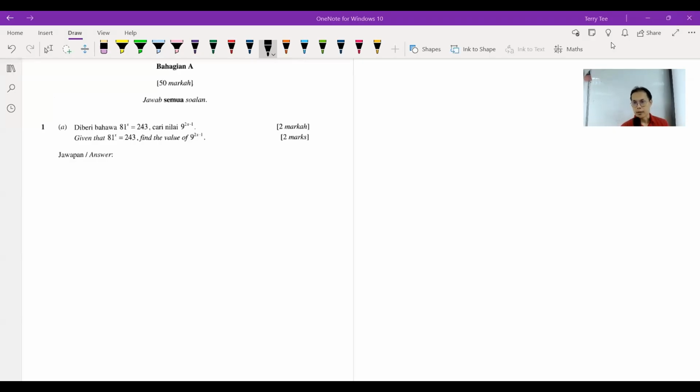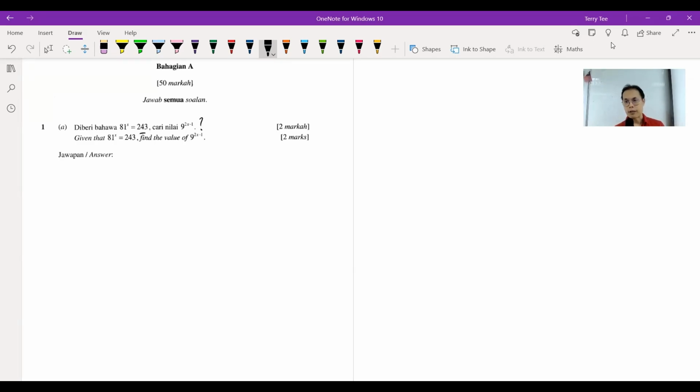Okay, let's begin with question number 1. This is from the chapter Indeks and Logaritma, Form 4, chapter 4. So, diberi bahawa 81 power x is 243, find cari nilai 9 power 2x minus 1.